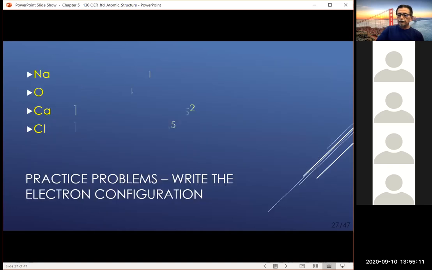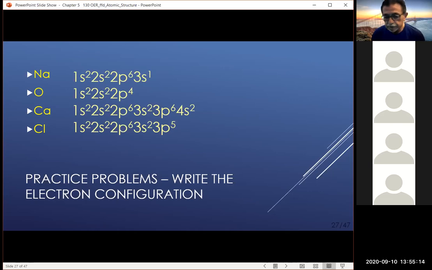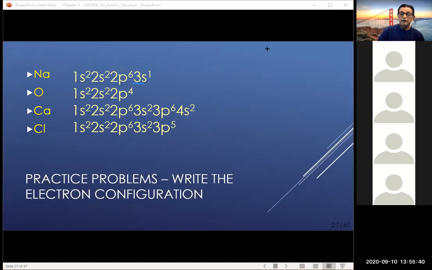If we look at the electron configuration for sodium, we can see that it is 1s2, 2s2, 2p6, 3s1. We did that when I had the periodic table on. Sodium is in group 1. It has 1 valence electron, and guess where it's at? It's in the 3s orbital. You note it right here. That's 1 valence electron.